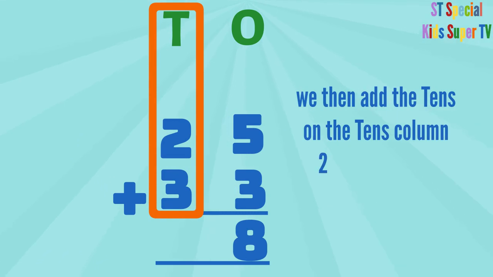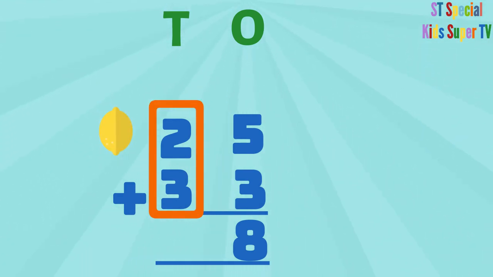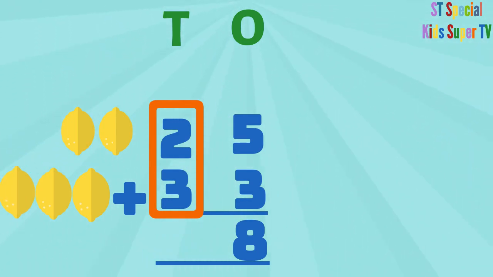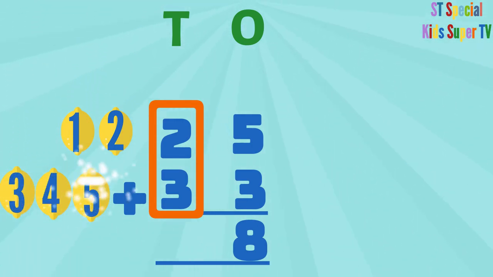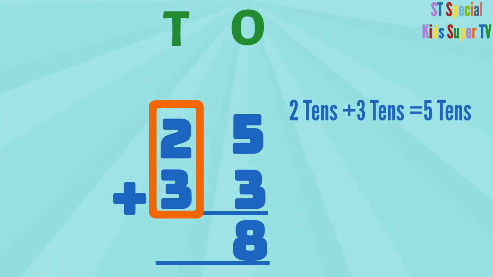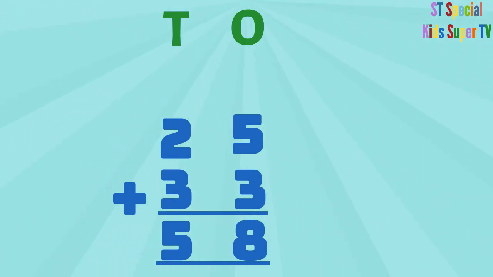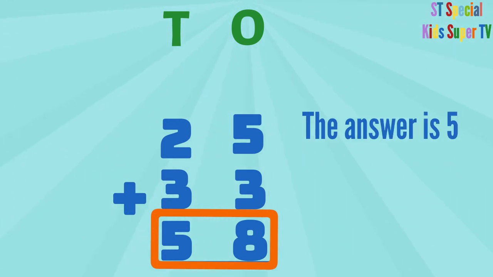We then add the tens on the tens column. 2 tens plus 3 tens. 1, 2 lemons plus 1, 2, 3 lemons equals 1, 2, 3, 4, 5 lemons. That means 2 tens plus 3 tens equals 5 tens. Therefore, 25 plus 33 equals 58.